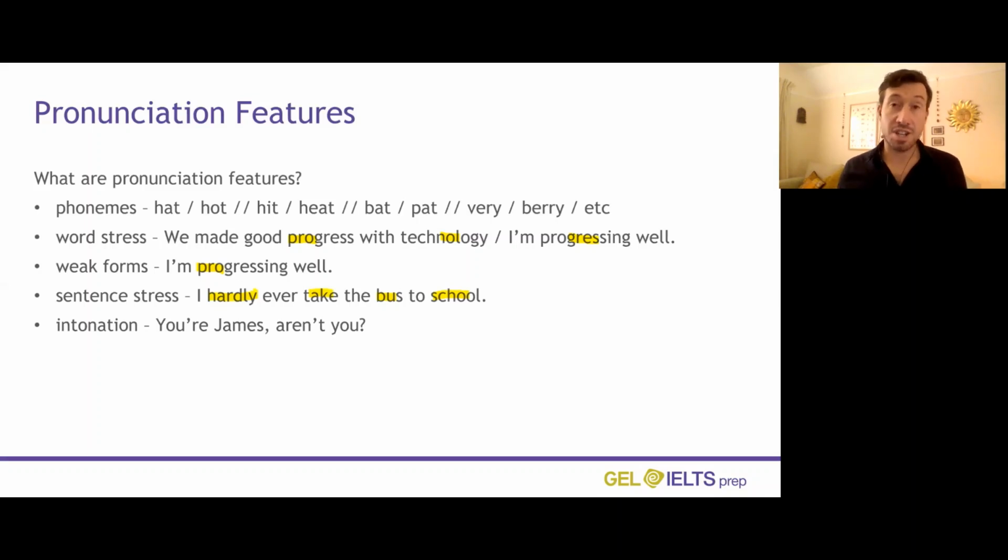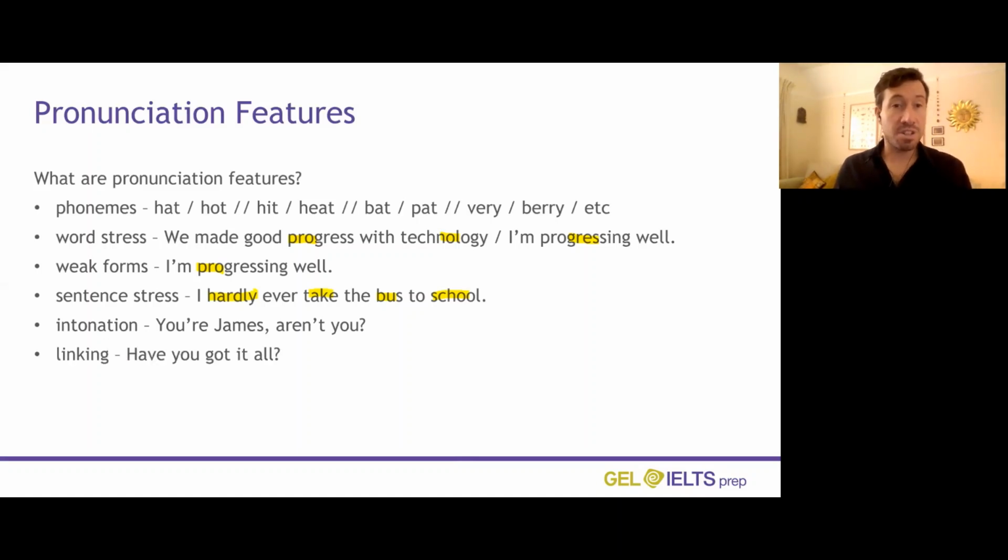Another thing is intonation. And intonation is the way your voice changes when you're saying a sentence to try to change the meanings. So you could say this sentence here. You could say, you're James, aren't you? Aren't you? And your voice is falling in that situation. Or you could say, you're James, aren't you? Now it changes the meaning. We're not really going to look at that right now, but this is what we mean by intonation. You could have falling intonation, aren't you? And you could have rising intonation, aren't you? So that's what we mean by intonation, and that's another feature of pronunciation.